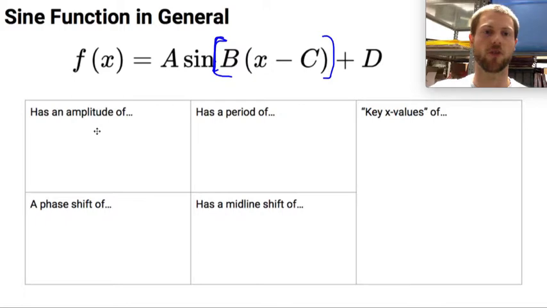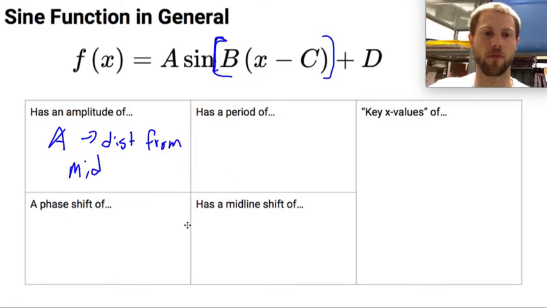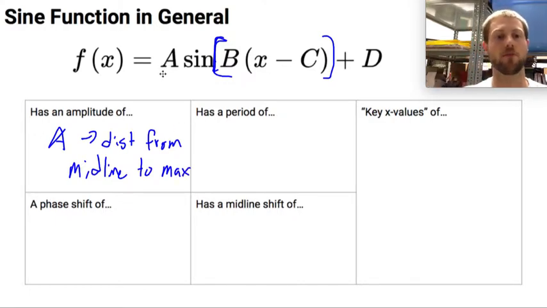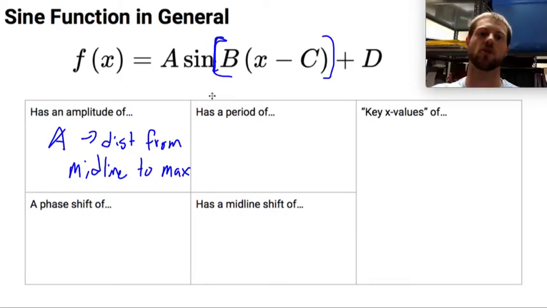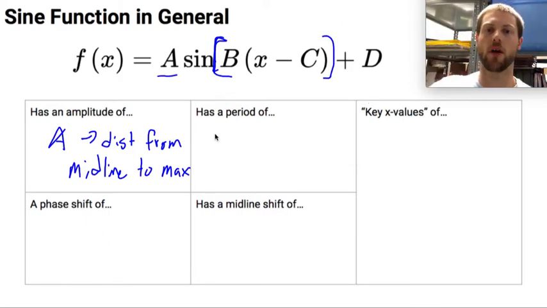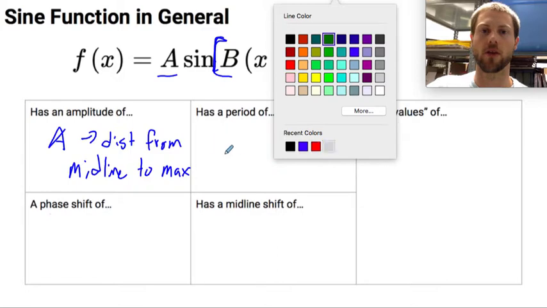So this function has an amplitude of a. Whatever that a value is, that's the amplitude. And remember, that is the distance from the midline to the max, or similarly to the min. So that is the distance from the top of the wave to the center of the wave. So that's a. All right, next let's talk about the period.